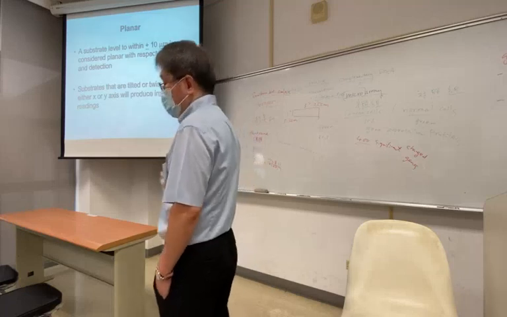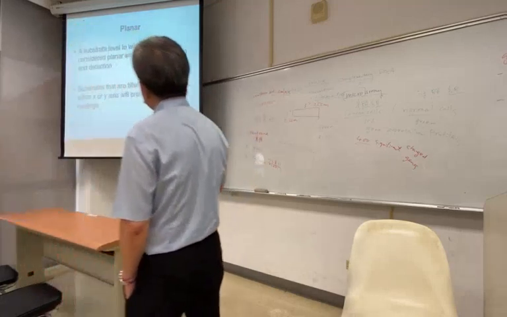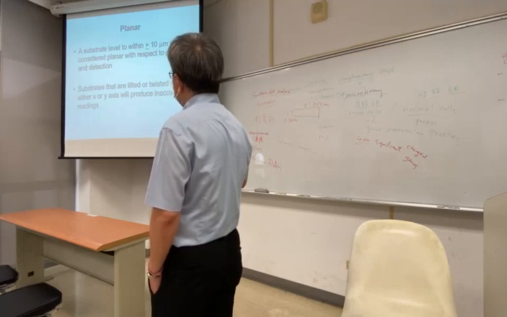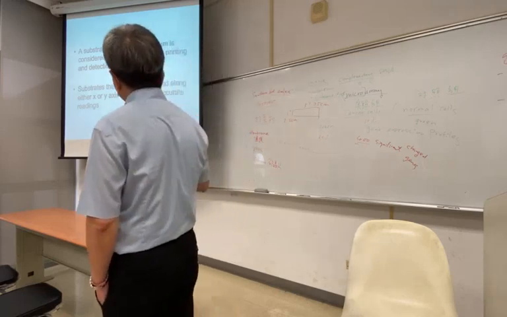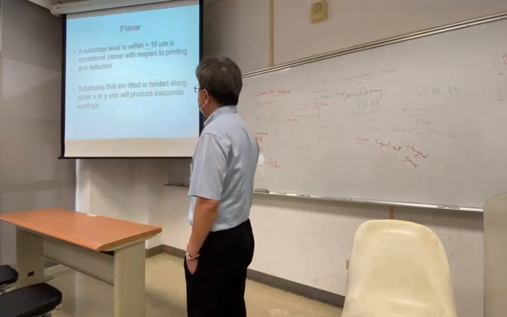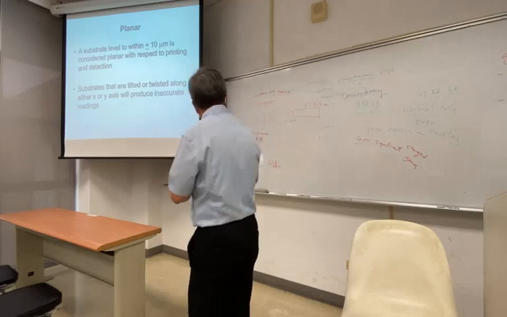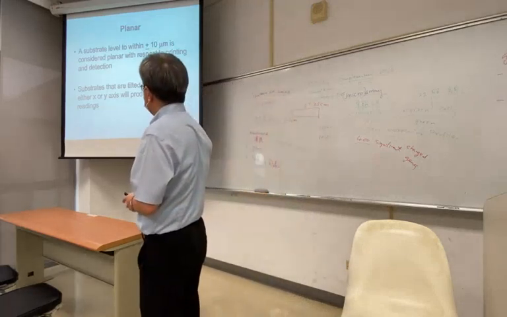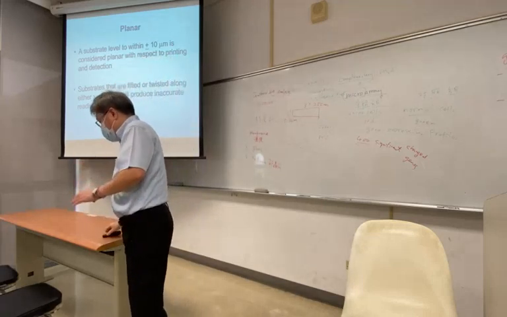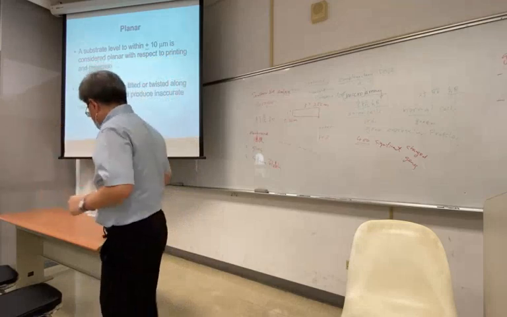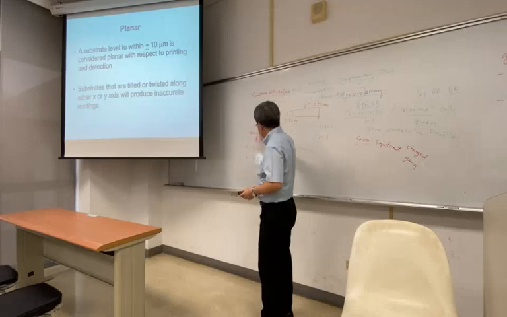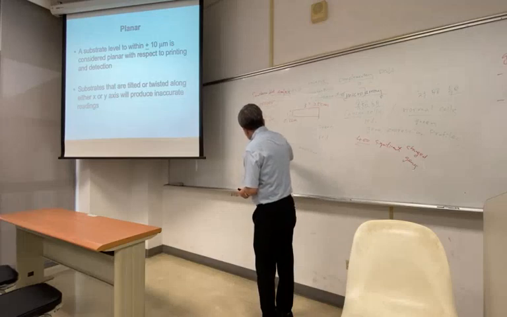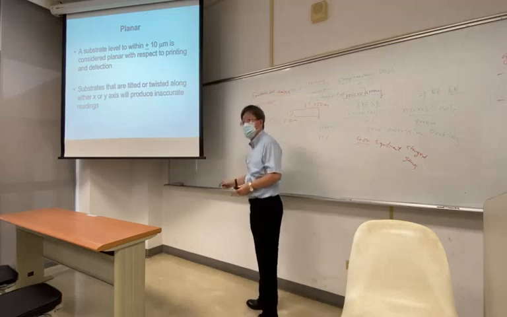Well, planar is, like I said, something like flatness, same thing, okay? So substrate level to within, so they allow some deviation, plus minus 10 microns, okay? For printing and detection, this is okay. So plus minus 10 microns, okay? And of course, you want to make sure it's not tilted. Remember, membrane, no good, right? We don't use that anymore. Glass is okay, silicon is okay. You don't see plastic.